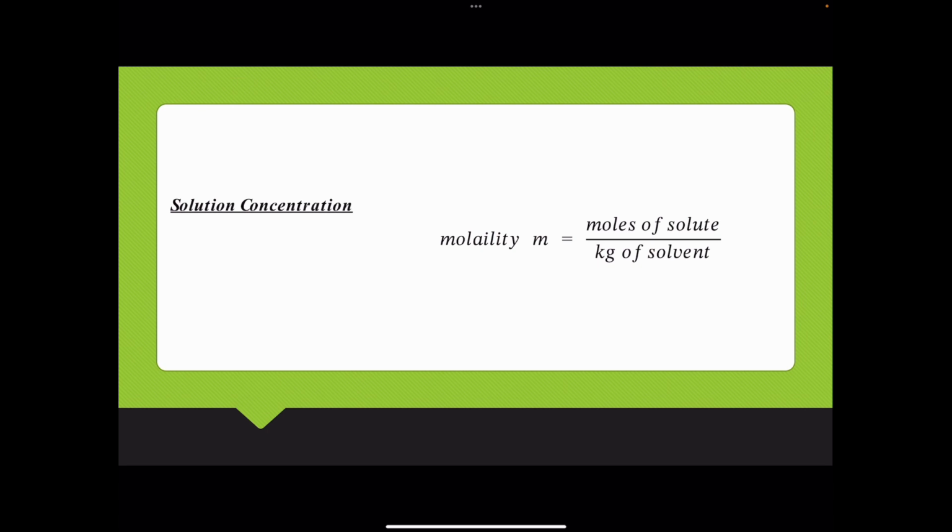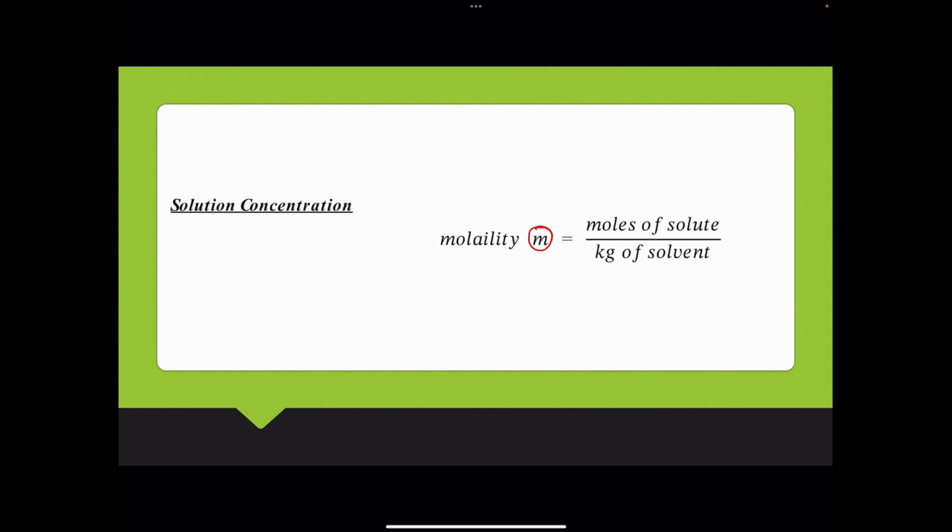We represent molality with a lowercase m. So we've got to be careful. We've got molarity with the capital M. We have molality with the lowercase m. Molality is moles of solute per kilogram of solvent.